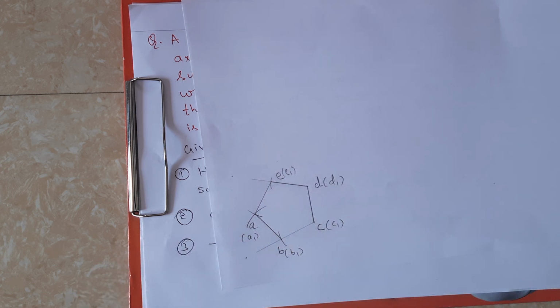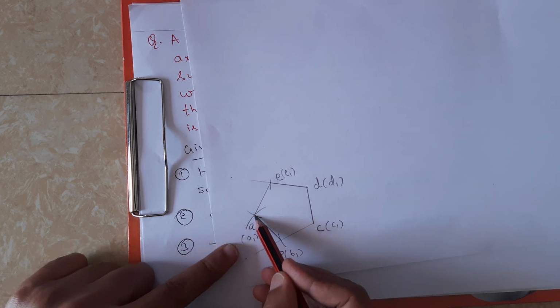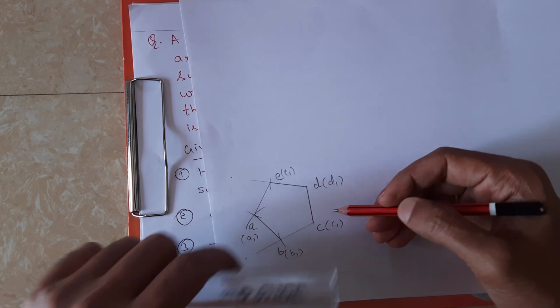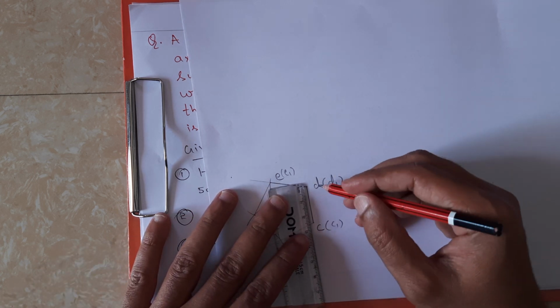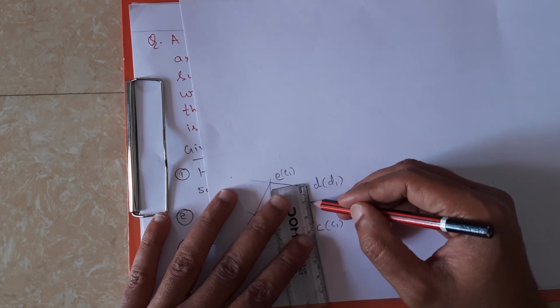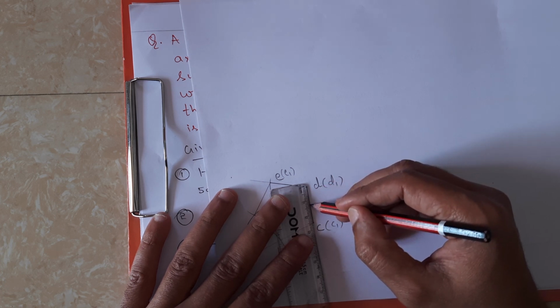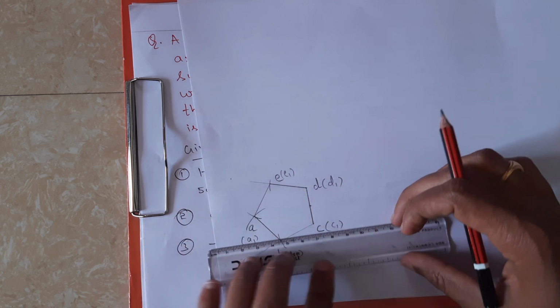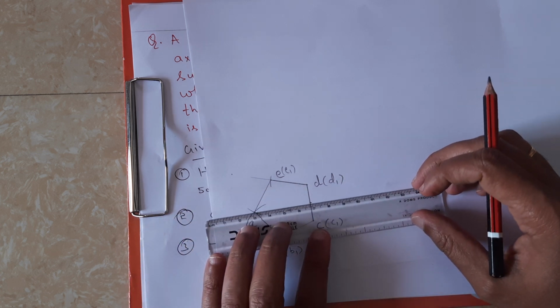When we are solving problems on solids, we need to identify the center. In the case of a pentagon, how to identify the center? You consider one corner, that is corner A, whose opposite edge is DC. Identify the midpoint of DC. It will be approximately 12.5. Join this line.